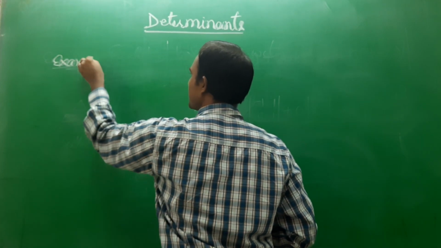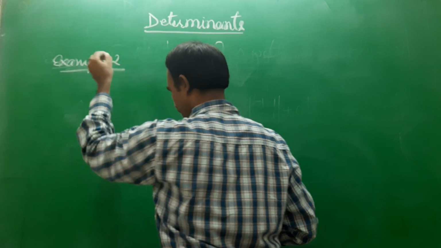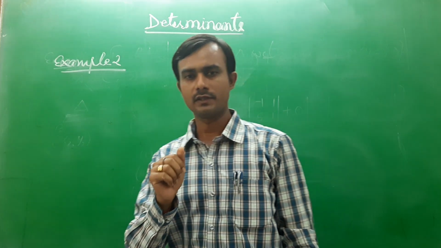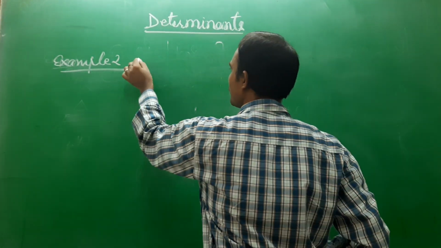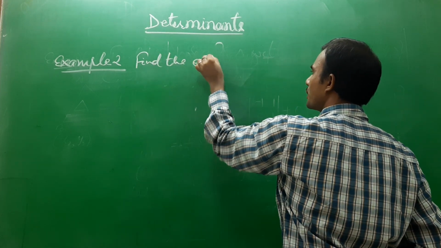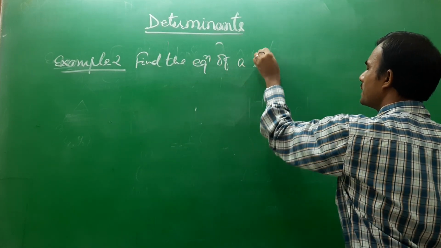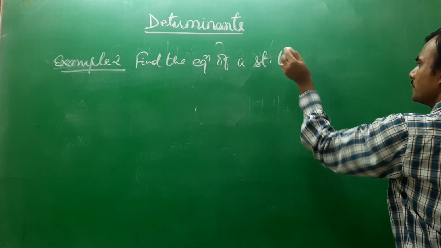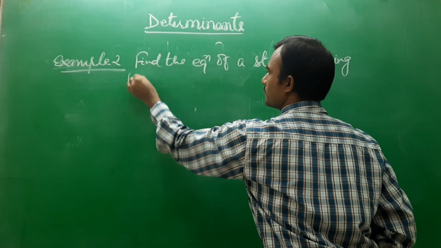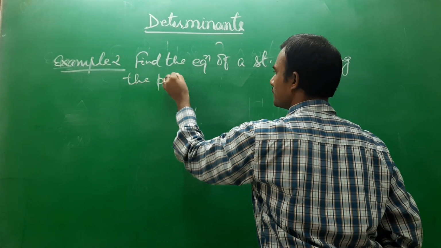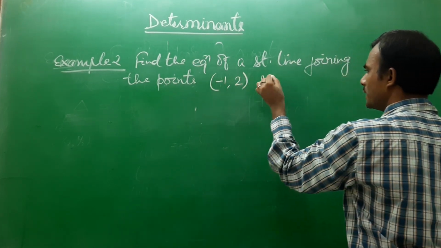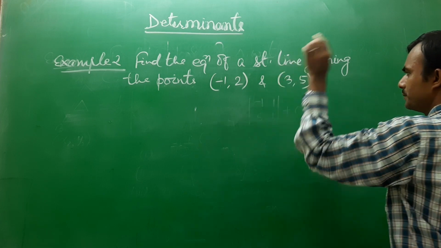Now look for the second example. How to find the equation of a line if 2 points are given? Find the equation of a straight line joining the points. You just select any 2 points: -1, 2 and 3, 5.